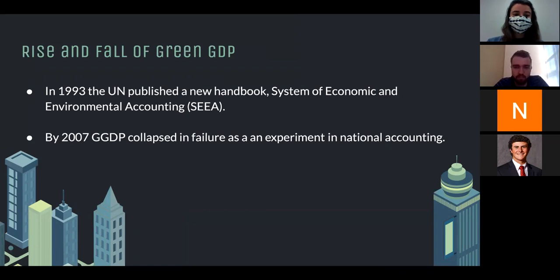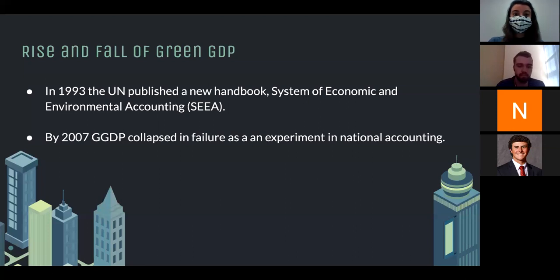This offered a new type of accounting which looked to account the environment in relation to the economy. The 1993 concept focused on the monetary valuation of natural resources. After the release of the 1993 SEEA, many countries across the world began to experiment with this new idea of green GDP. We chose to focus on the countries Norway, the US, and China for our presentation.